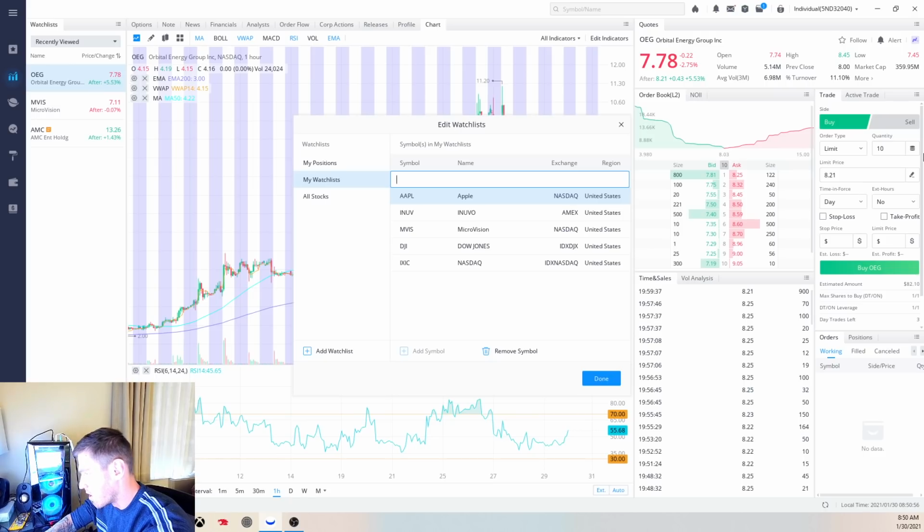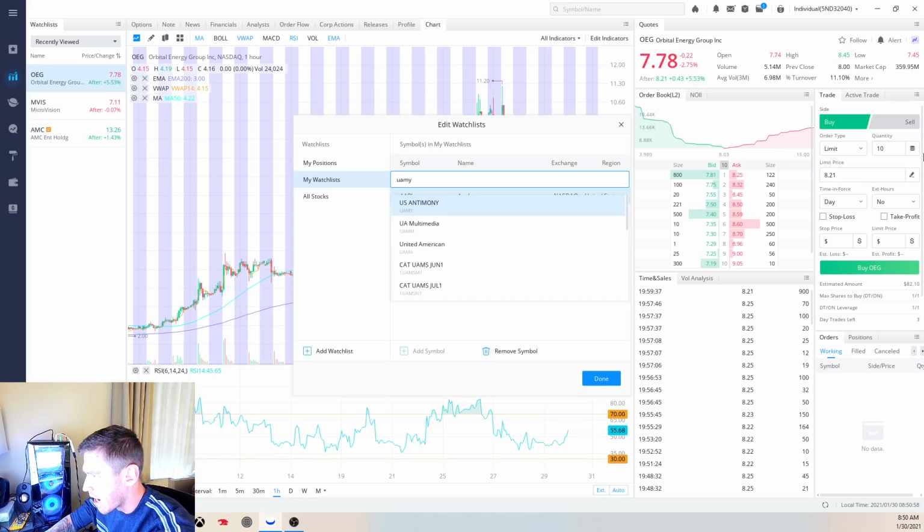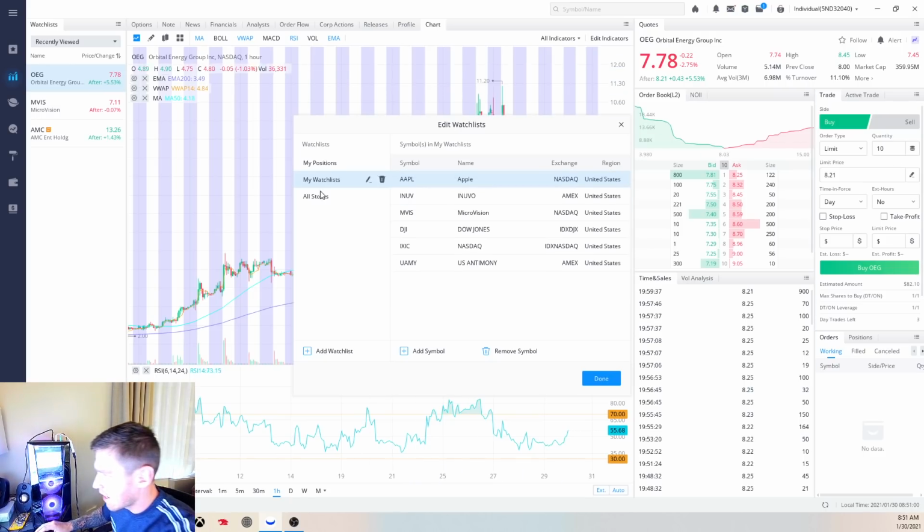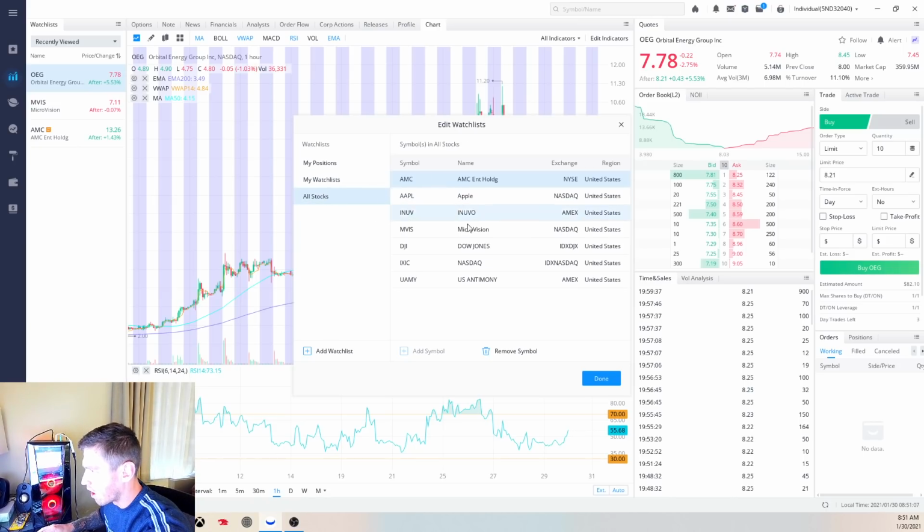So for instance, I really like UAMI, US Antimony. I can click that, click add. If I want to remove a symbol, I can click this, remove symbol, and it will simply do that for you. And then all stocks is a combination of your positions and your watch list stocks.